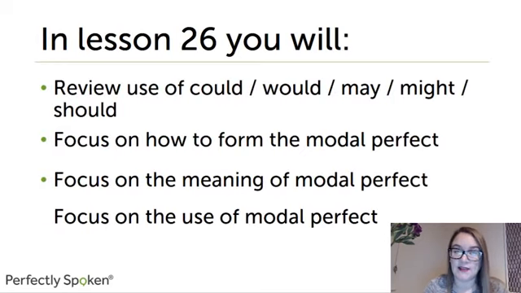Now, in this lesson, we're going to review the use of could, would, may, might, and should. We're going to look at how to form the modal perfect, the meaning of the modal perfect, and the use of the modal perfect. So by the end of this lesson, you should understand the key differences between these different verbs and have a clear idea how to form the modal perfect.